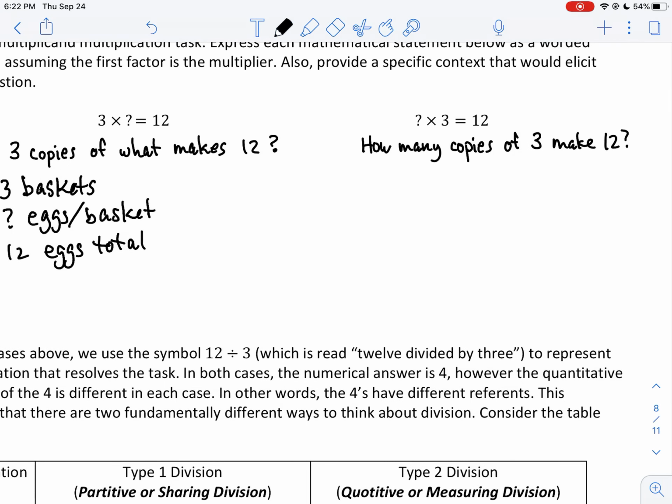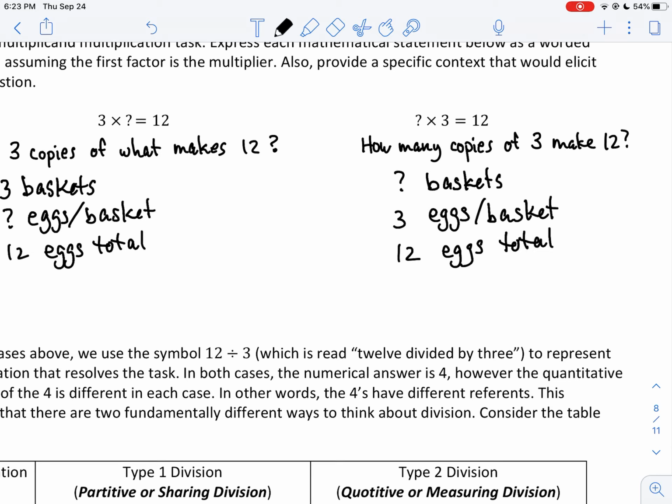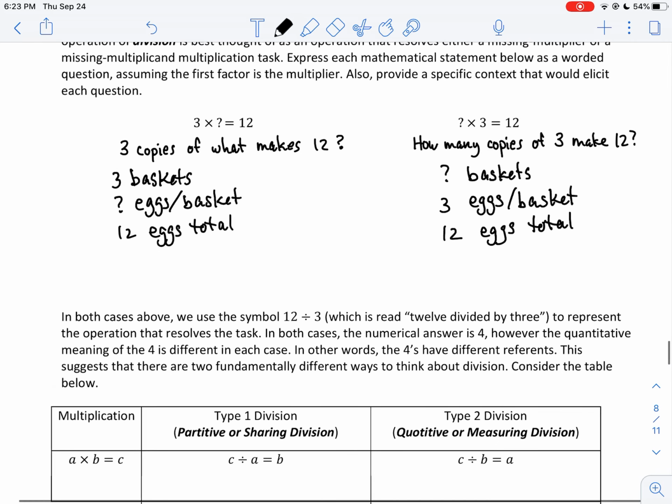Over here, how many copies of 3? So this would be like we don't know the number of baskets. I don't know how many baskets I have, if we want to go with the baskets and eggs. This time the baskets only have 3 eggs per basket. That part we do know, but we know we have 12 eggs total. And our goal here would be to figure out how many baskets. Now the answer in both these cases is going to be 4, but the 4s are very differently interpreted.